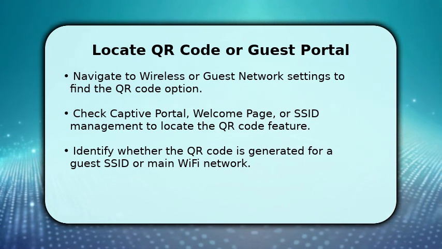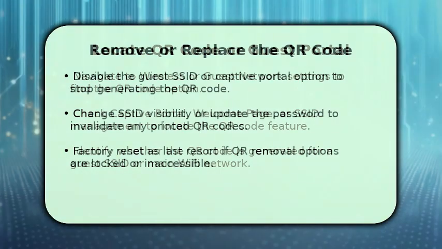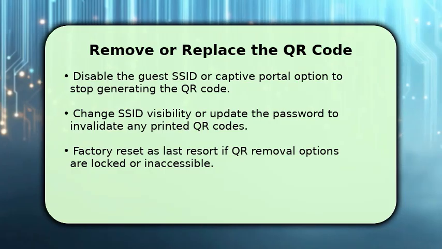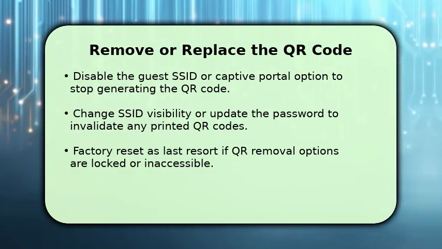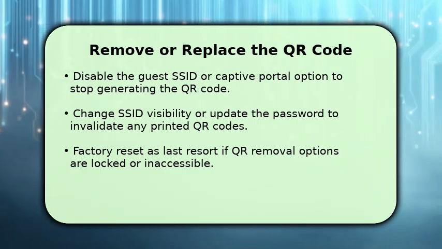Disable the guest SSID or captive portal option to stop generating the QR code immediately. Alternatively, change SSID visibility to hidden or update the Wi-Fi password to invalidate existing QR codes. Save settings and reboot the router to apply changes across all access points.